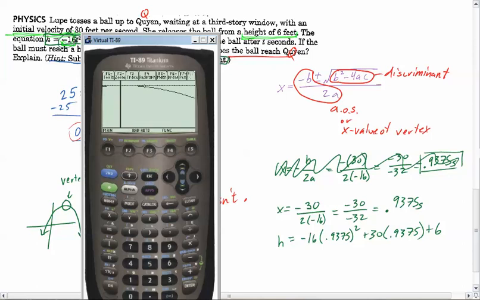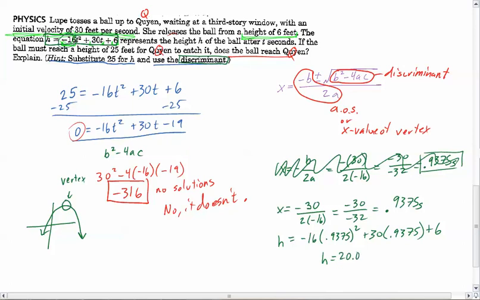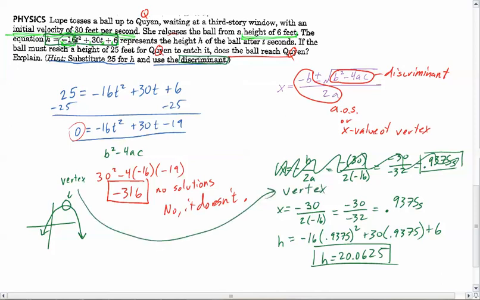Now, I can actually see part of the graph here. We don't actually need to adjust it. But you can plug in any value because we can do some math. Go to F5. And remember, you can go value. And you can type in 0.9375. And it will give you the y value. And it tells you that it's 20.0625. So the maximum height is 20.0625. So that's the height of our vertex, because that's what we were solving for, right? So we found the vertex. So the maximum height is 20. Well, no wonder it couldn't get up to 25 feet, because it only goes to 20.